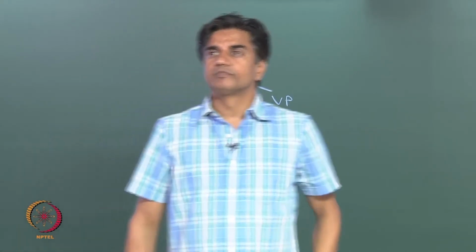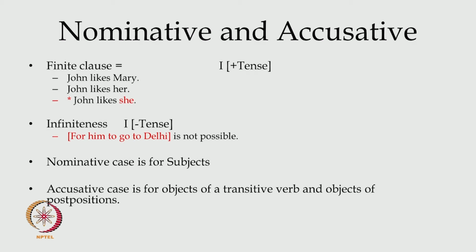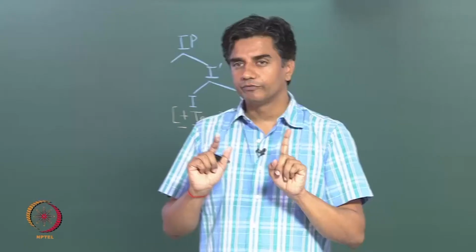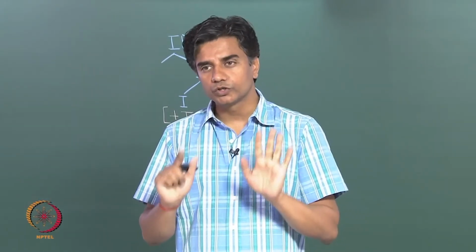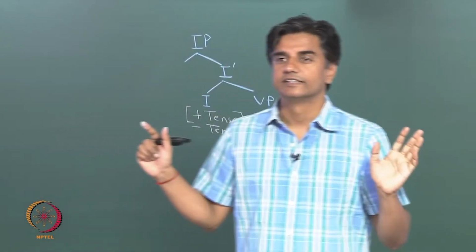You see the whole sentence. For him to go to Delhi is not possible. Okay? Are you with me? For him to go to Delhi is not possible. Is this a good sentence? The whole sentence? Good or not? It's a perfectly good sentence.